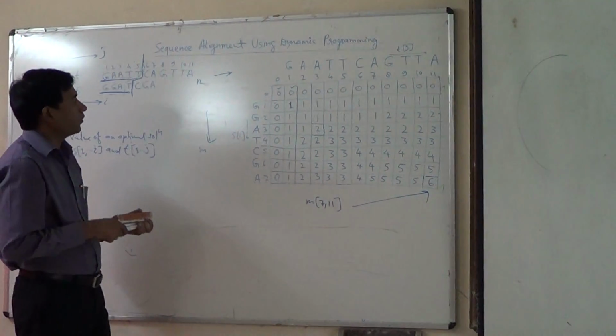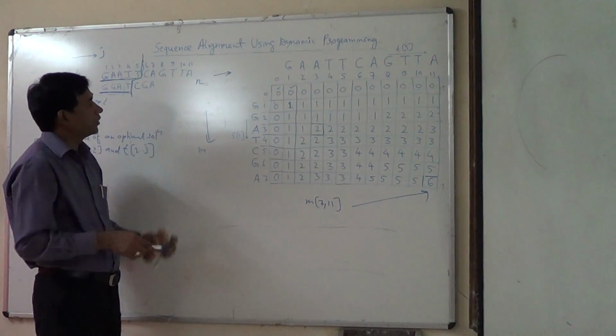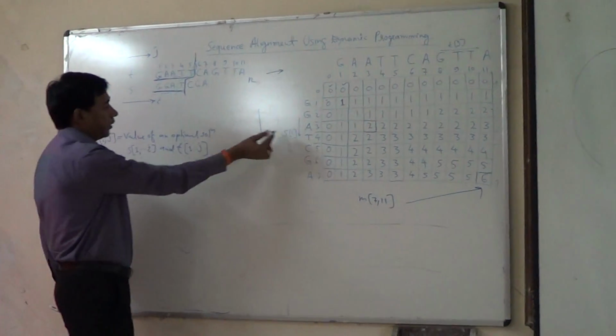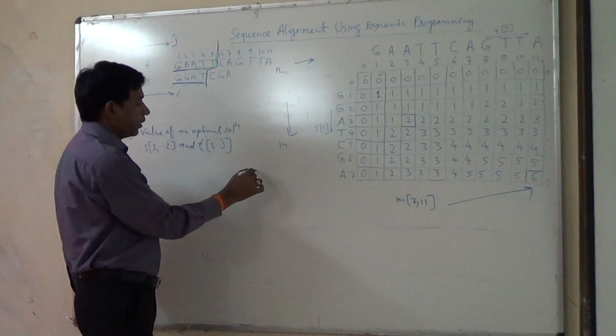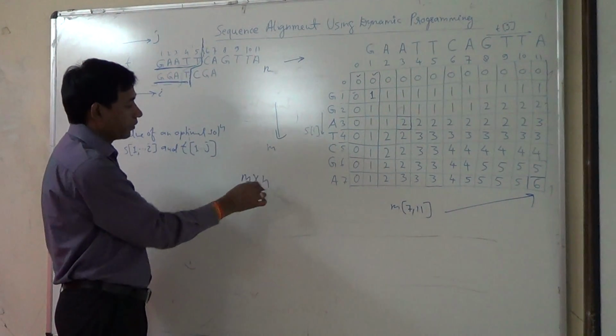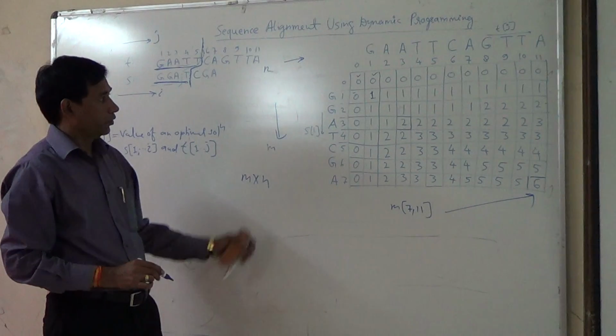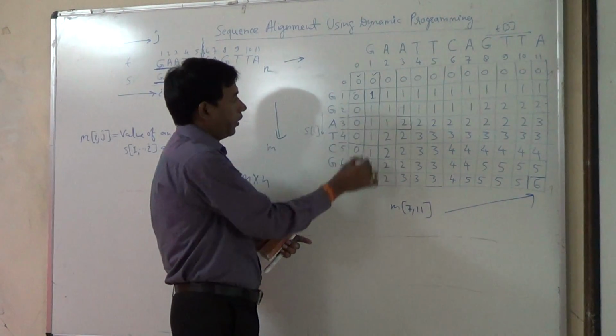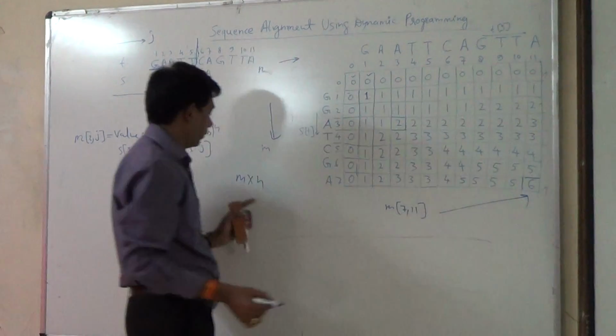So, if the length of the sequence T is n and the length of this S is m, we have to go for m by n computations. So you have the m, but actually you have to compute m by n positions.